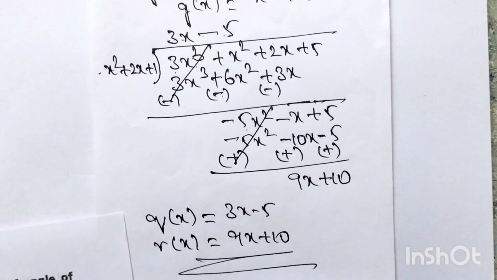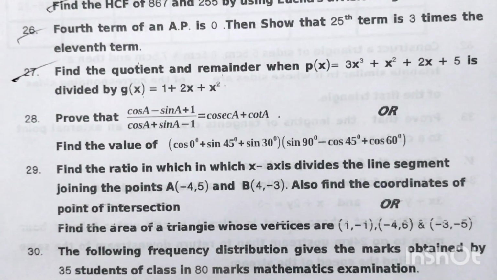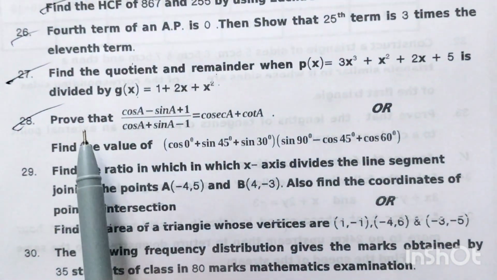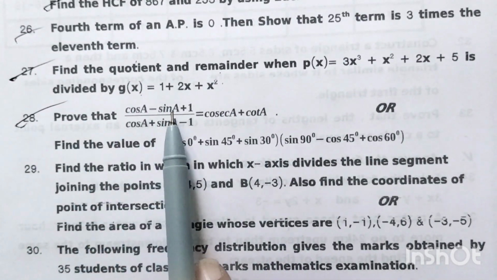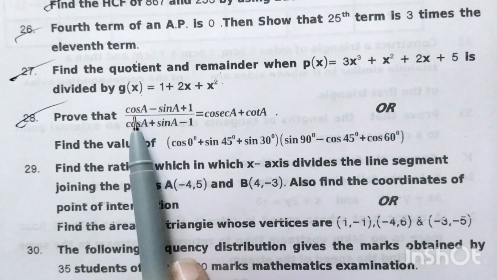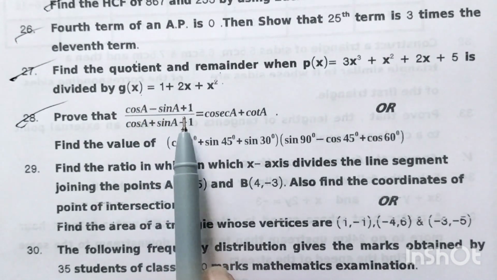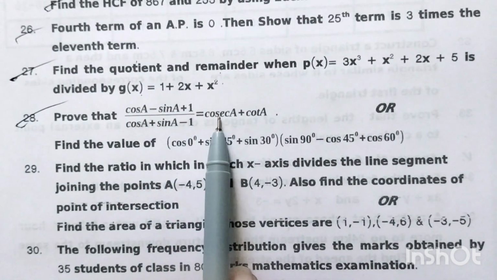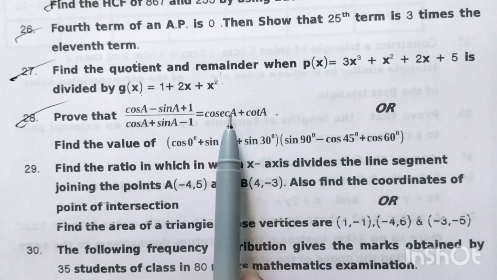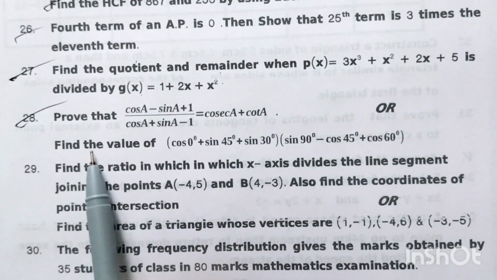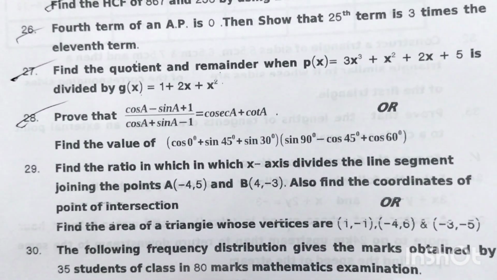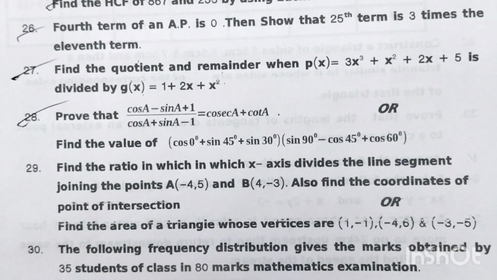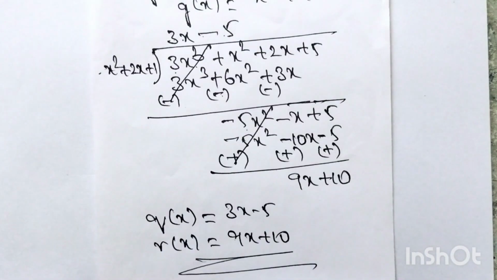Now let us move to the 28th question. In the 28th question there are two internal choice questions. Prove that cos a minus sin a plus 1 divided by cos a plus sin a minus 1 is equal to cosecant a plus cot a.